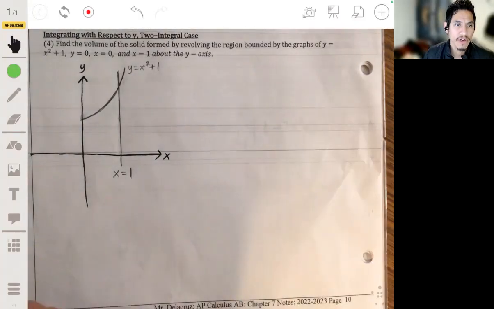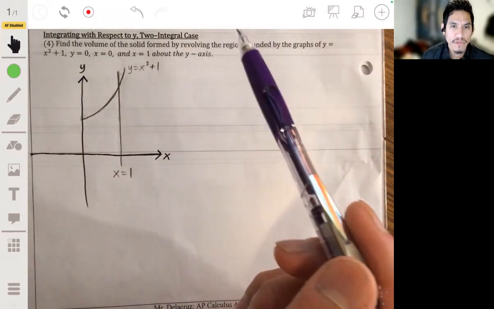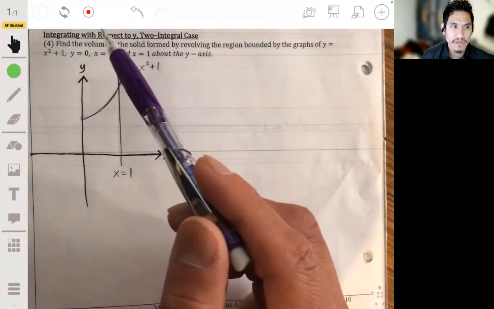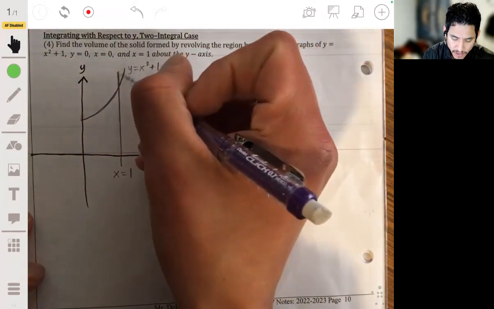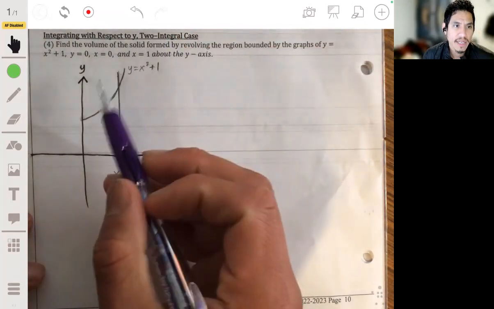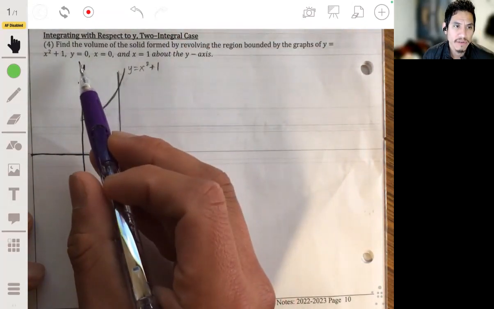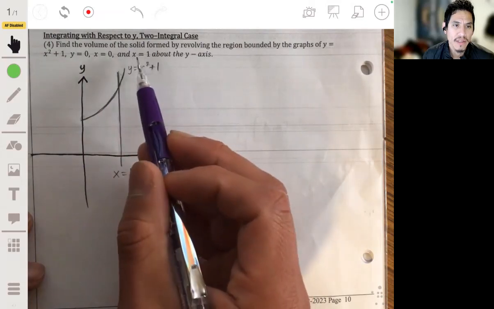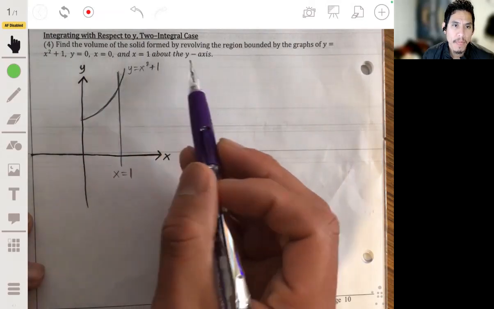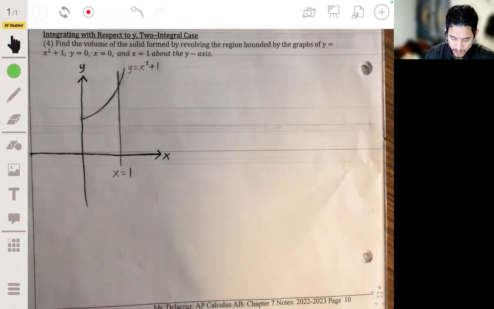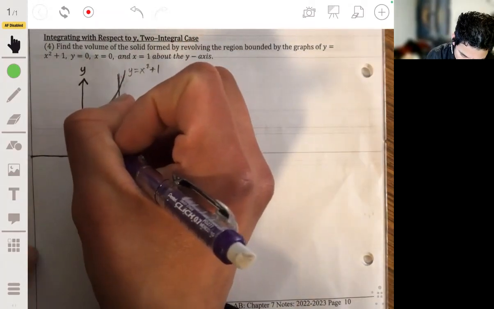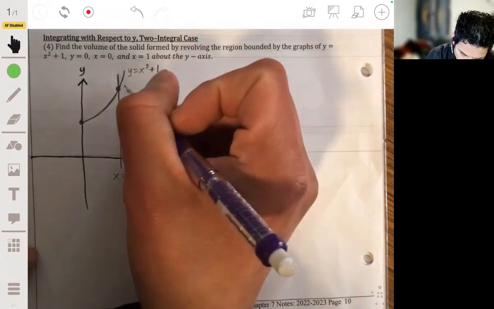All right, so we're going to find the volume of the solid formed by revolving the region bounded by the graphs of y equals x squared plus 1, the x and y axes, so the lines y equals 0 and x equals 0, and the line x equals 1 about the x-axis.